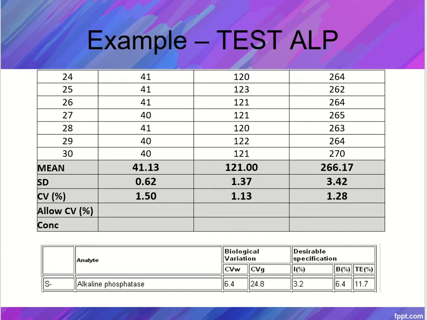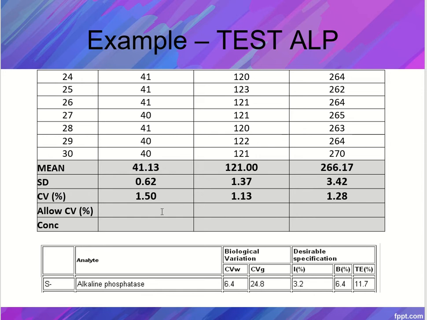Okay, I will show you another example. This is for the test ALP. We ran it for 20 days, for level 1, level 2, and level 3. We used the EP5 procedure, and then we calculated the mean, SD, and CV.